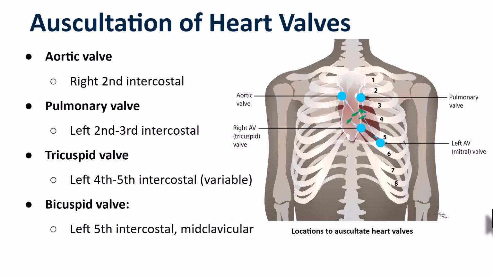This requires counting intercostal spaces. And so there is rib 2. To auscultate the aortic valve, this is the sternum here, we go just to the right, patient right of the sternum, in the second intercostal space. For the pulmonary valve, we go patient left in the second intercostal space.